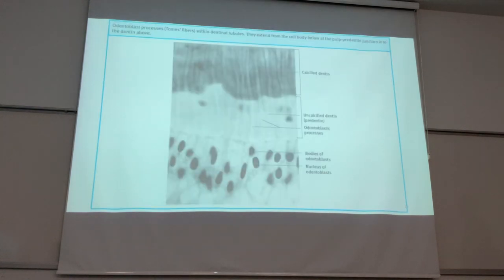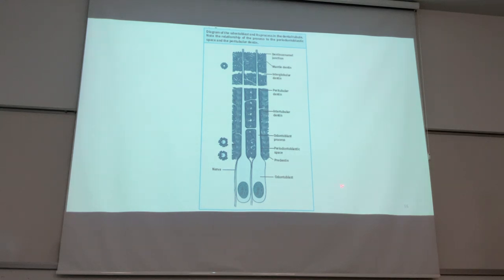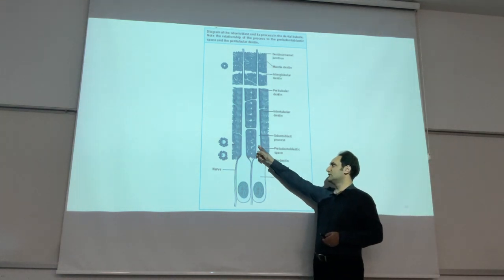Here again you can see the same. Here you can see calcified dentin and predentin in this part. Okay, this schema is very important. In our exam, I can ask about this schema. I can give you this picture and ask you about the different dentins. Here you can see our odontoblast extended into the dentin channels or tubules. And this is our odontoblastic process.